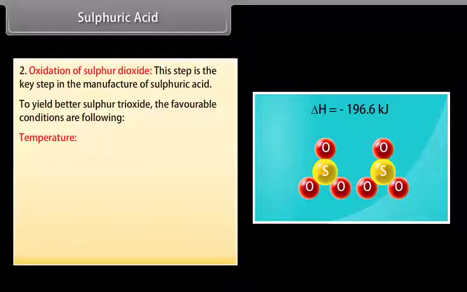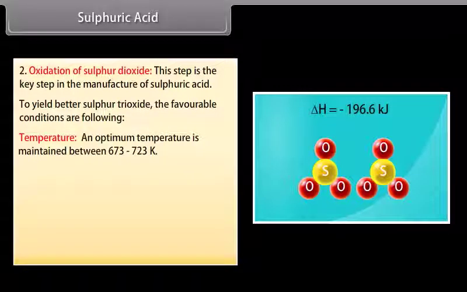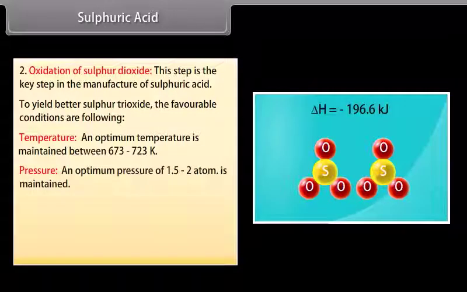Temperature. As the reaction is exothermic, a low temperature favors the forward reaction. An optimum temperature is maintained between 673 to 723 Kelvin. Pressure. A high pressure favors the process. An optimum pressure of 1.5 to 2 atm is maintained.